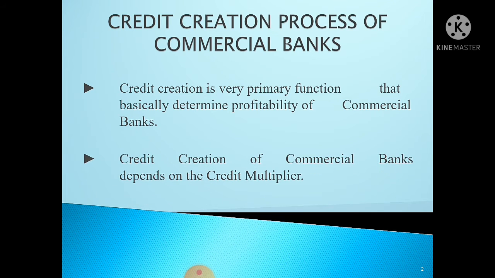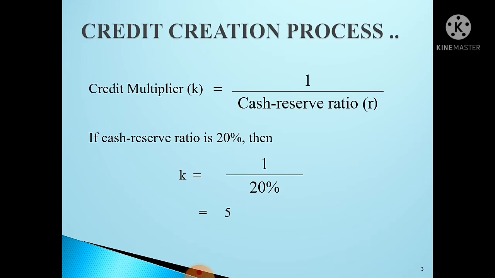Credit creation capacity of commercial banks depends on the level of the credit multiplier. The credit multiplier, which is denoted by K, is equal to 1 by the cash reserve ratio. If the cash reserve ratio of the commercial bank is 20%, then the credit multiplier, which is 1 by 20%, is equal to 5.